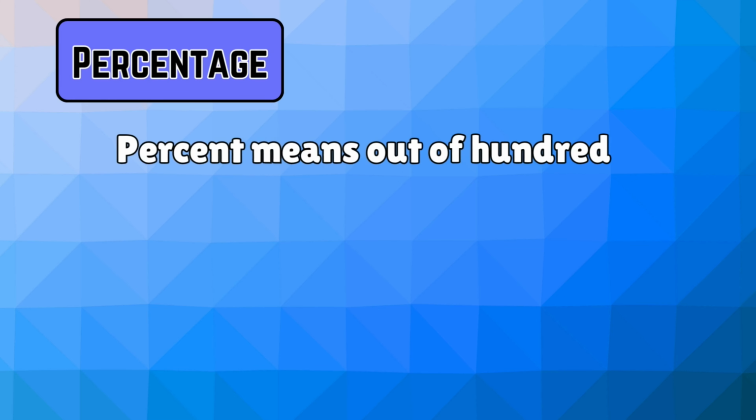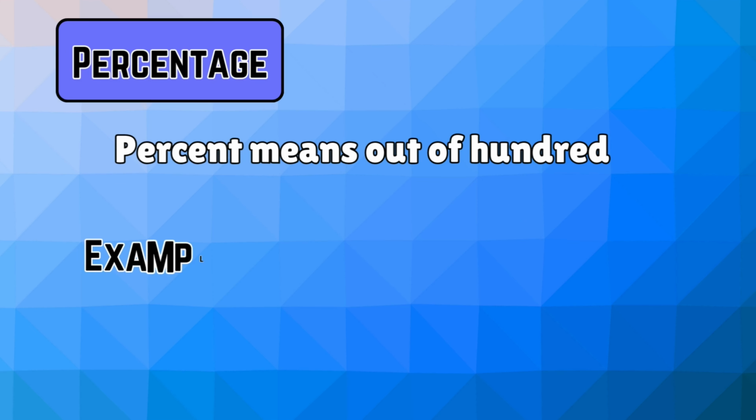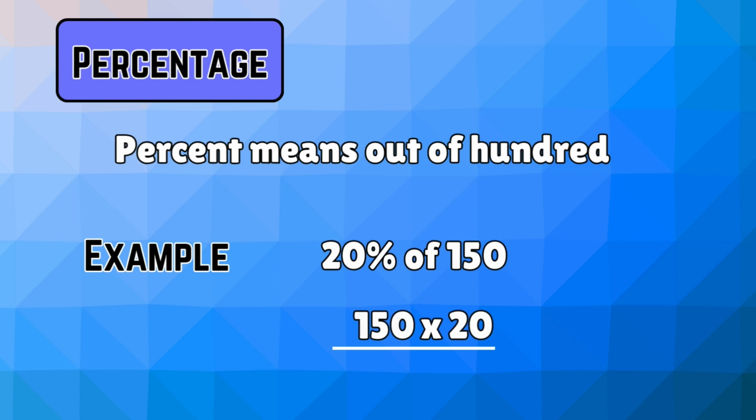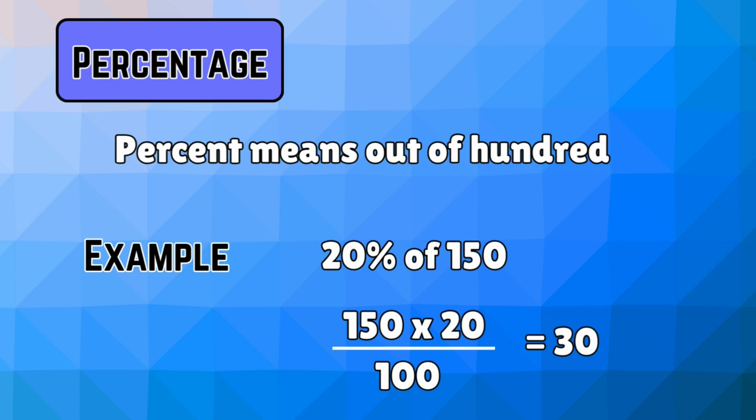Now let's see how percentage is calculated. Percent means out of 100. Let's learn how to calculate a number when a percentage is given. For example, let's find 20% of 150. It means we have to find the 1/5 part of 150. Here we can just multiply 150 with 1 by 5, or multiply it with 20 and then divide it by 100.